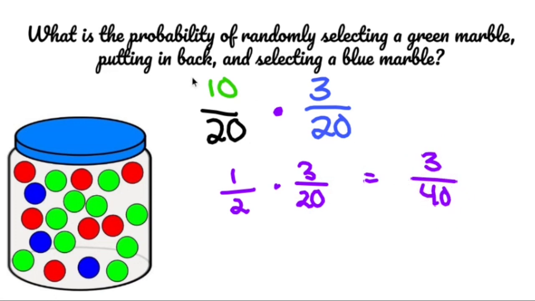1/2 times 3 over 20 is 3 over 40. So this problem, which is called replacement, by the way, because I put my marble back, says what is the probability of getting a green marble, putting it back, getting a blue marble in that order? 3 out of 40.